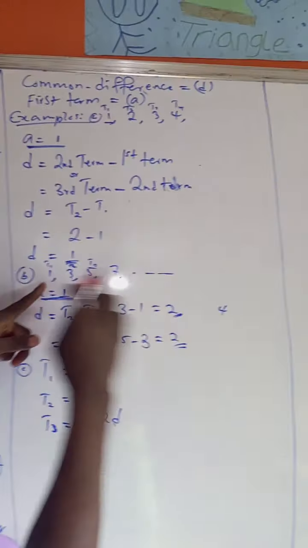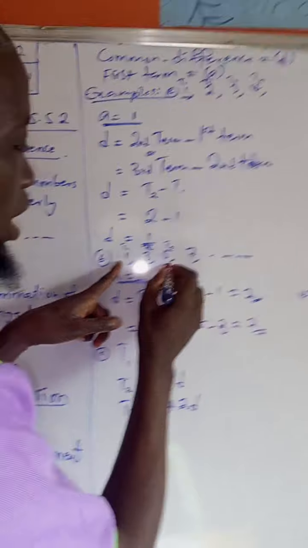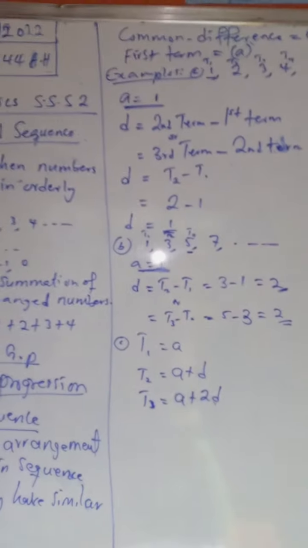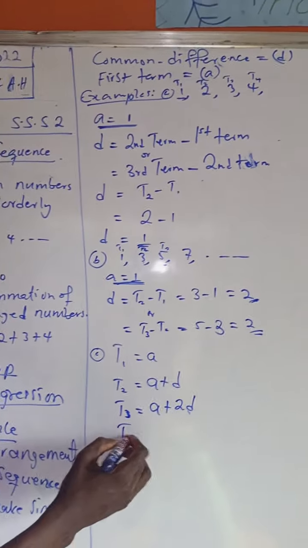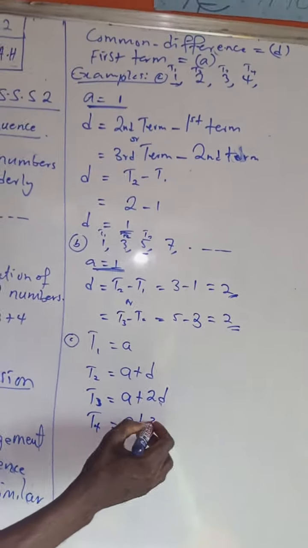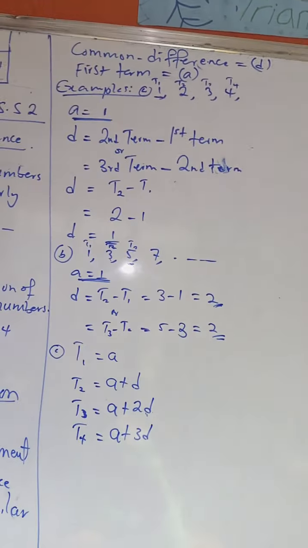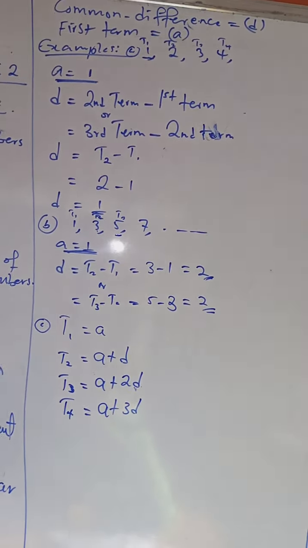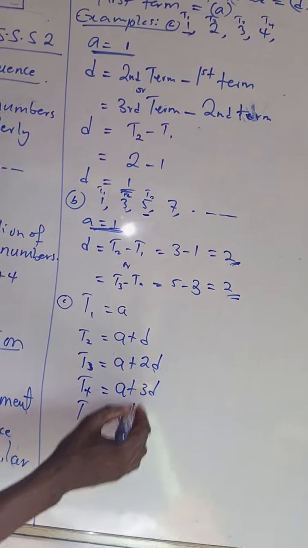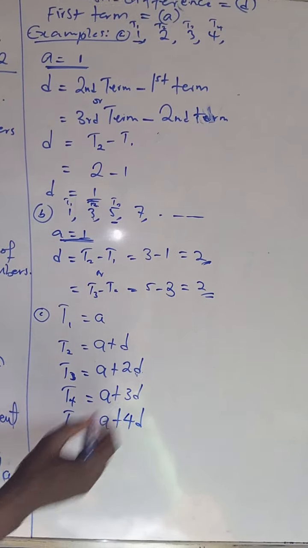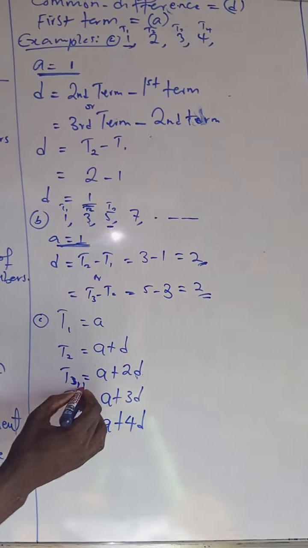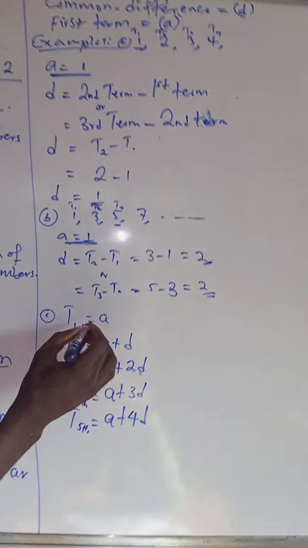So 4 plus 1 will give me the third term. That's exactly what we did here. The fourth term will be the first term plus 3 differences; you have moved 3 times. So let me say the fifth term is going to be plus 4d. Fifth, fourth, third, second, first.